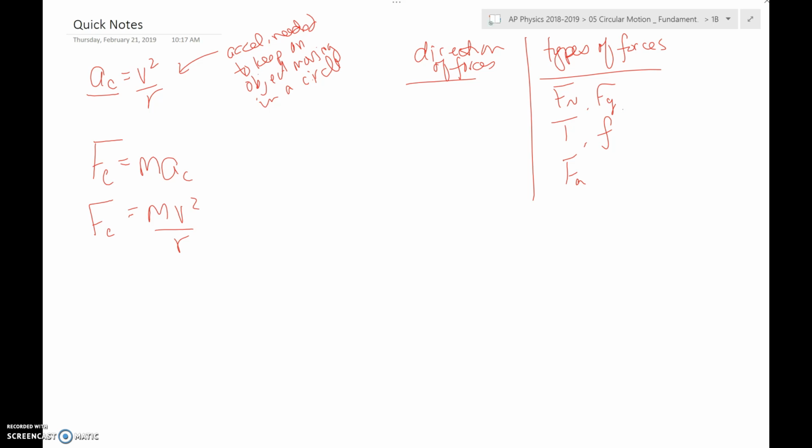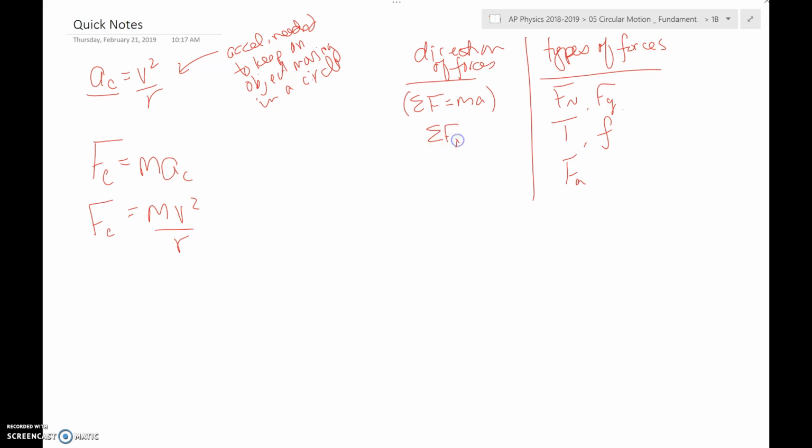Centripetal force is not in here. It is not specifically a type of force. It is more a direction of force. So when we're taking the net force of something, such as basing it off of Newton's second law, net force is equal to mass times acceleration. Centripetal force fits in like this.